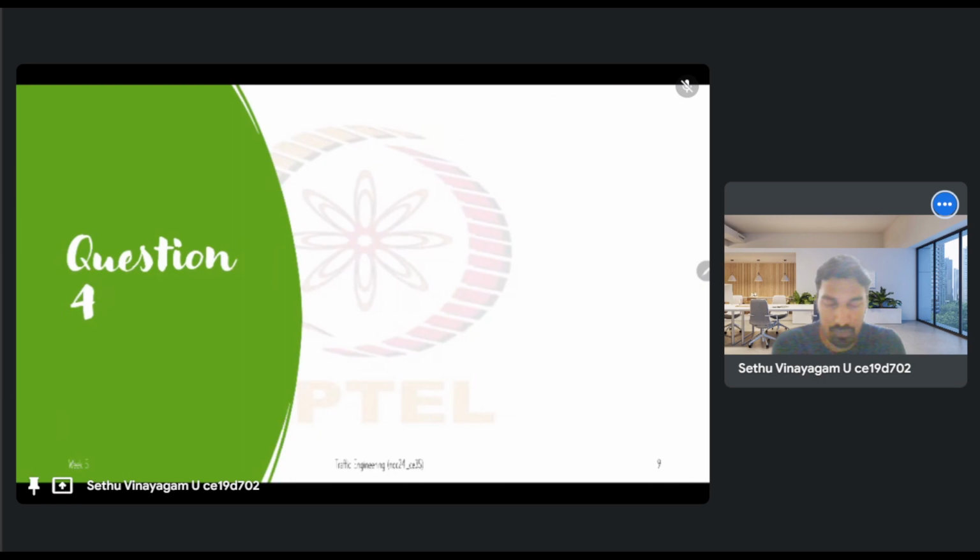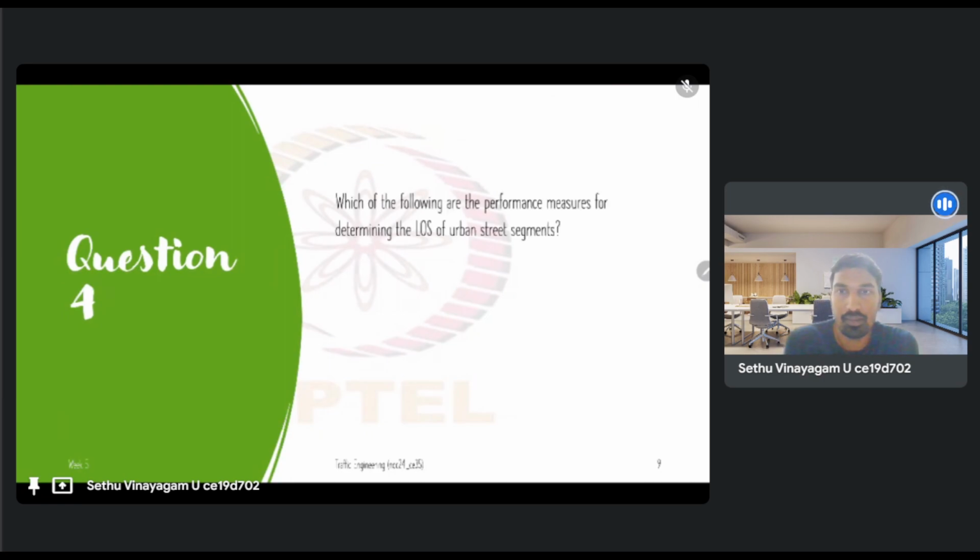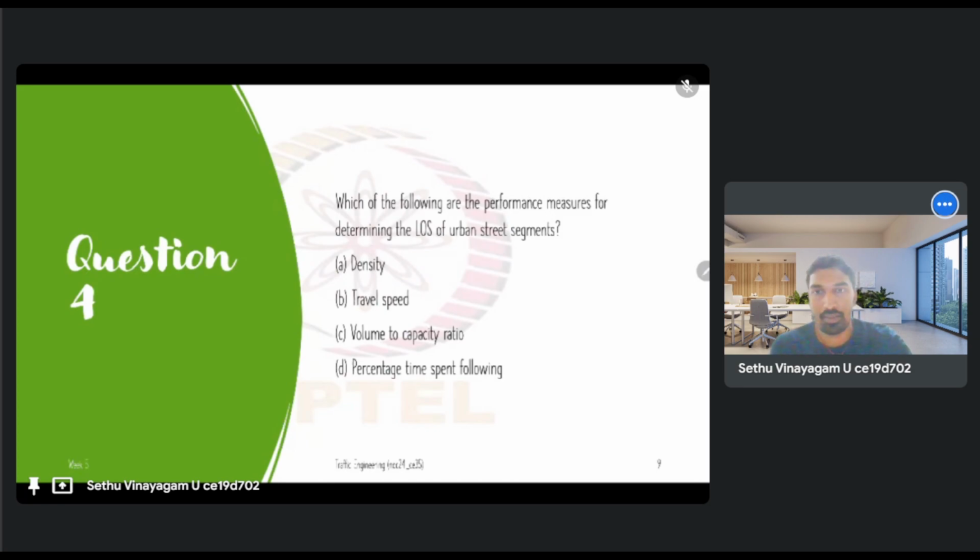Okay, question number 4 is, which of the following are the performance measures for determining the LOS of urban street segments? So options are density, travel speed, volume to capacity ratio, and percentage time spent following. This is a multiple answer question, so more than one option may be correct. One or more than one may be correct for this question.